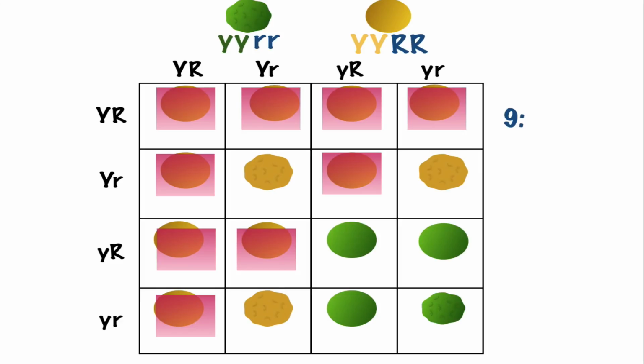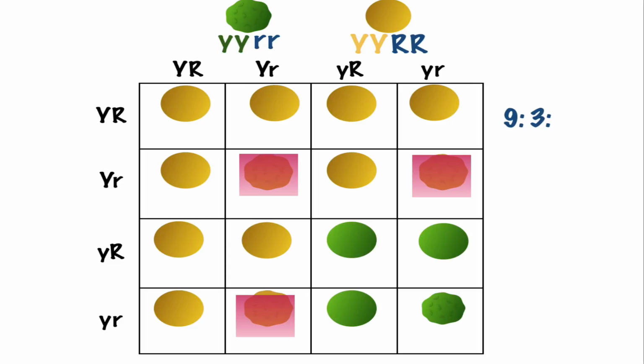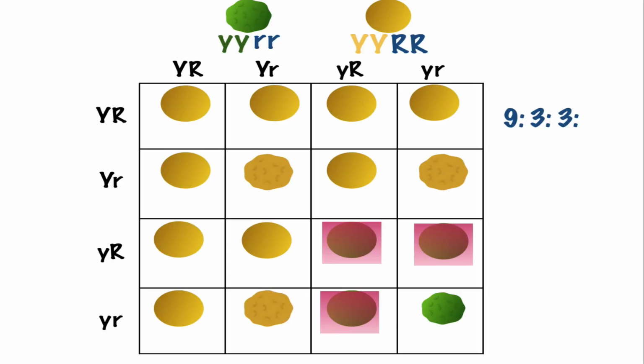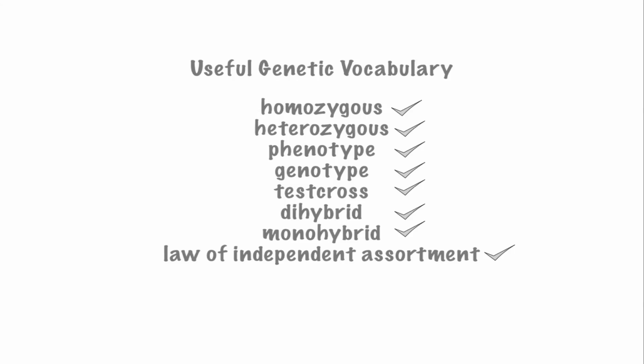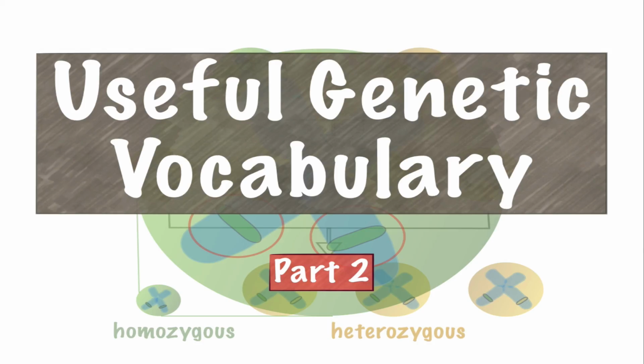Okay, and then 3 of them will be yellow wrinkled. So my ratio will be 9, 3, and then 3 green rounded, and 1 homozygous recessive, which would be green and wrinkled. So then my final ratio would be a 9-3-3-1 ratio, out of the 16 possible outcomes. Okay, well that does it for our discussion for a dihybrid cross, and that also concludes our useful genetic vocabulary. Good luck in your studying.